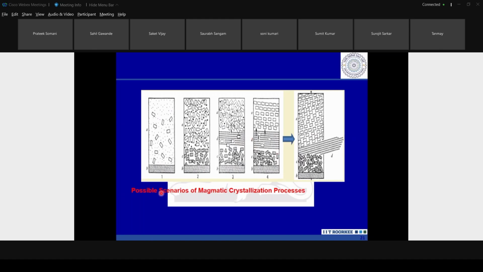So these are all the late stages of magmatism. This one is early stage magmatism, whereas all others, for example, this one, these are all late stages of magmatism.